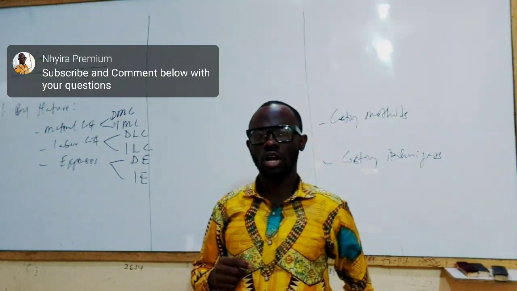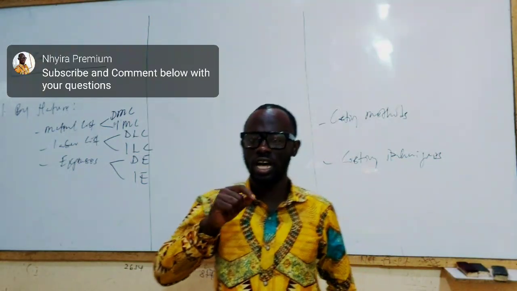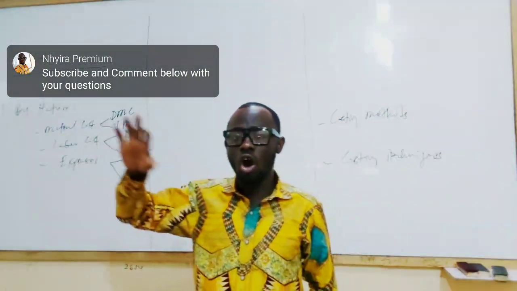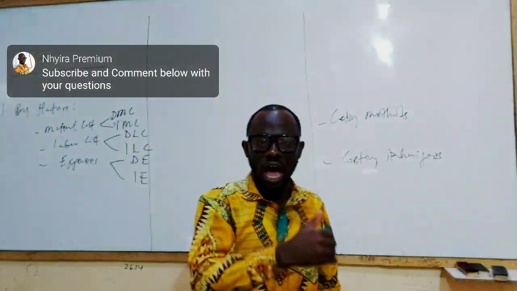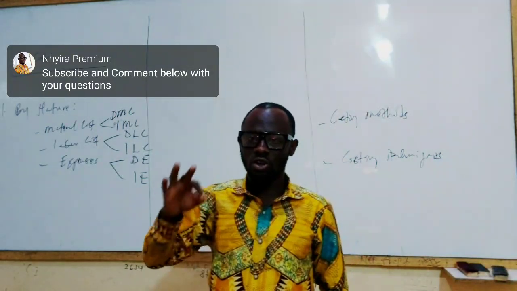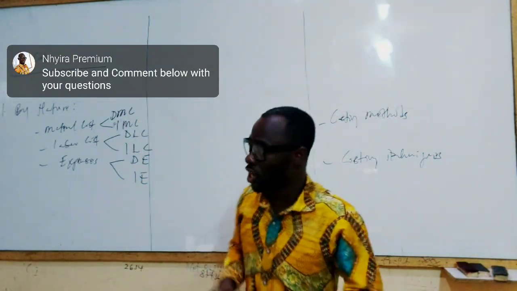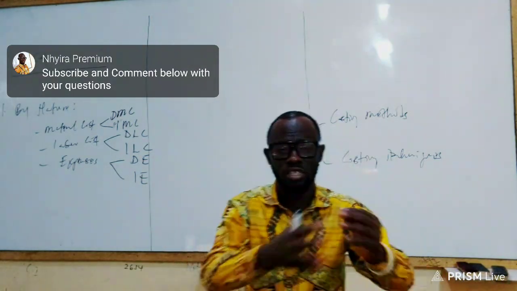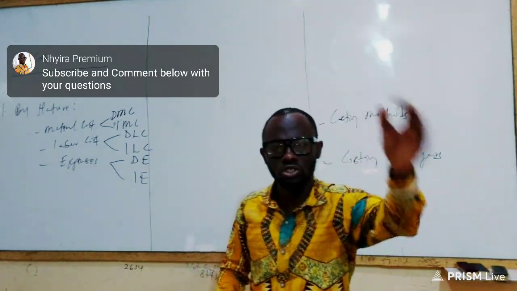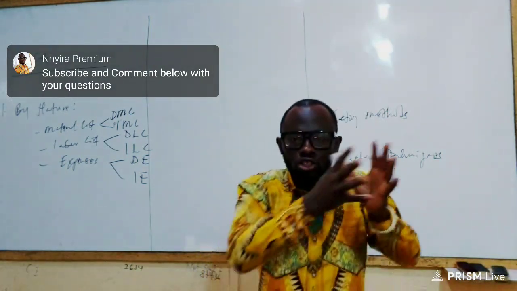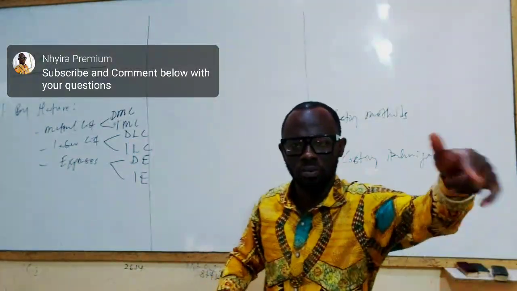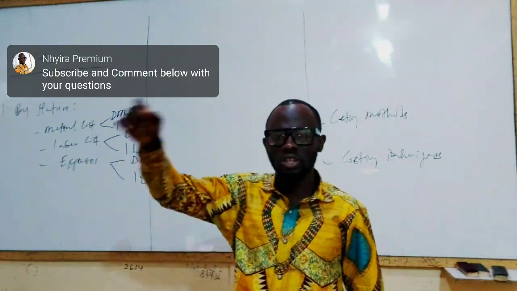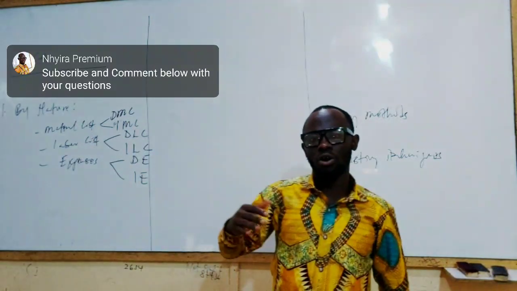Another difference we can talk about between direct cost and indirect cost is that direct costs are controllable, whilst indirect costs are uncontrollable. In other words, when it comes to direct costs, because they can be traced, because they can be allocated to a particular cost center or cost unit, we can determine how much we want to spend on that. But since indirect costs cannot be traced to a particular cost center or cost unit, they are what?